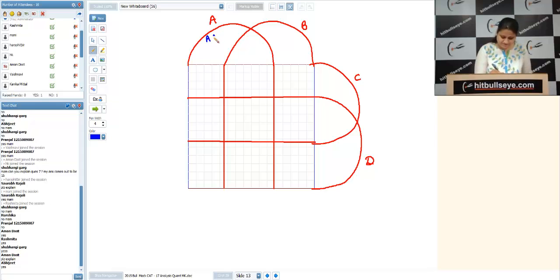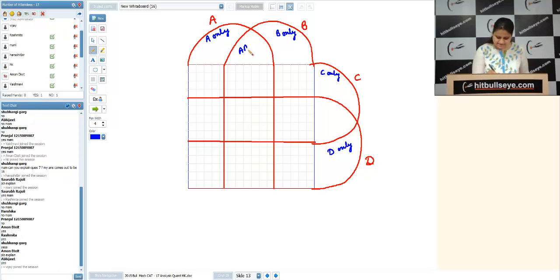This will represent A only. This will represent B only. This is C only. This is A intersection B only. This is C intersection D only. Please write "only" after every expression. It will be what? It will be A intersection C only. This is B intersection C only. This is B intersection D only. And this is A intersection D only.